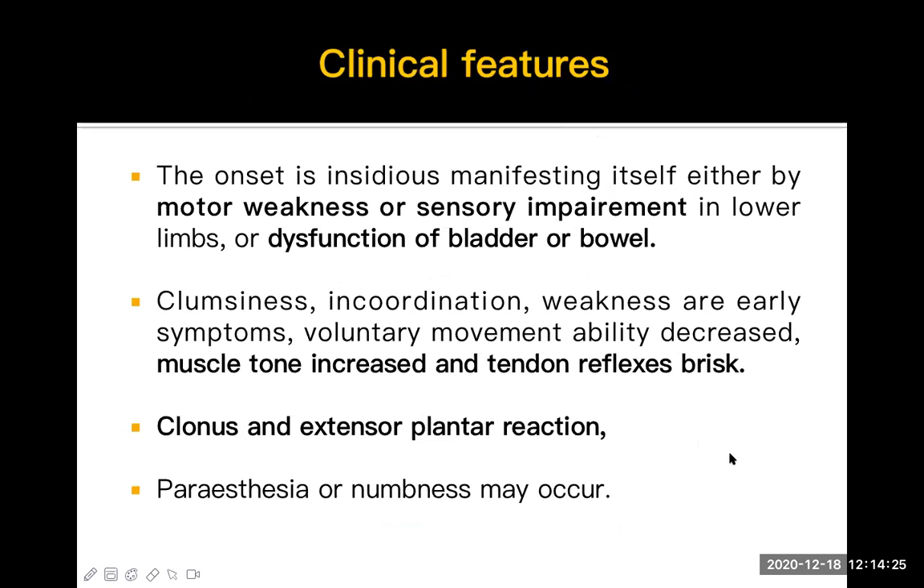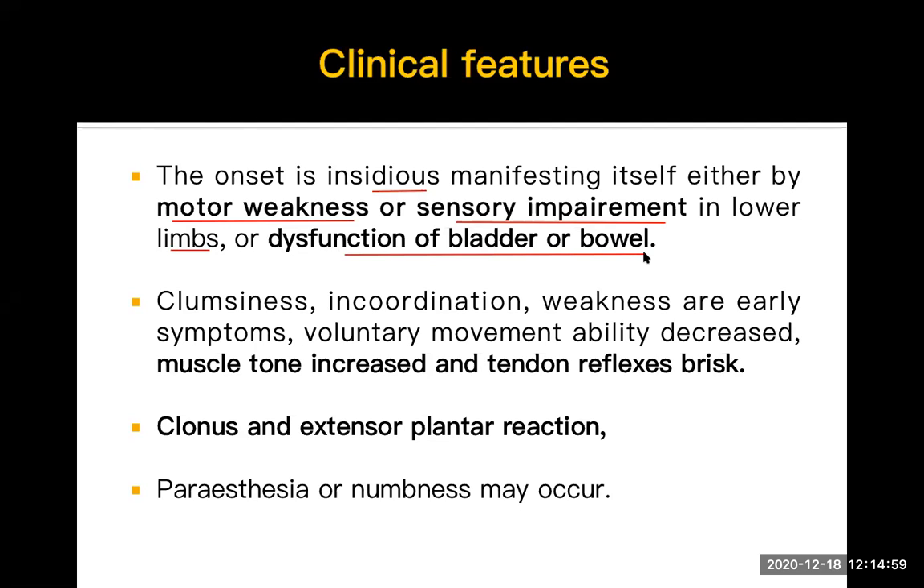Now let's talk about what happens if spinal cord is damaged. Okay, please focus, and I'm sure many of the students will feel very confident here because the central nervous system discussion was already done or over. The onset is insidious, manifesting itself either by motor weakness or sensory impairment in the lower limbs or dysfunction of bladder or bowel. Absolutely. These are the functions of spinal cord.